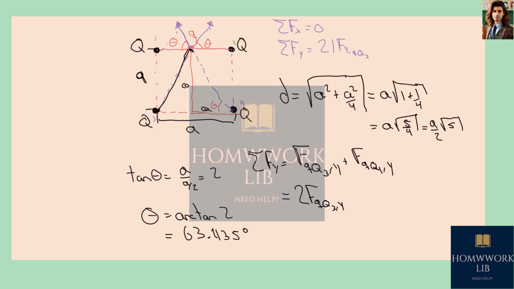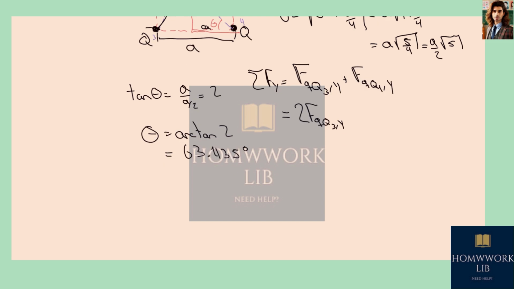Let me go a little bit up just to make the drawing. So this is going to be the y component of the force of Q3 acting on Q. And as you can see, this is equal to 2 times the absolute value of the force of Q from Q3 times the sine of theta.